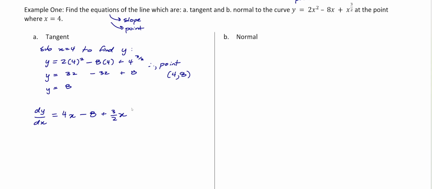So a way to think about that is x to the 3 over 2 minus 1 is x to the 3 over 2 minus 2 over 2. So we get x to the 1/2 right there. Okay, so here is the derivative.